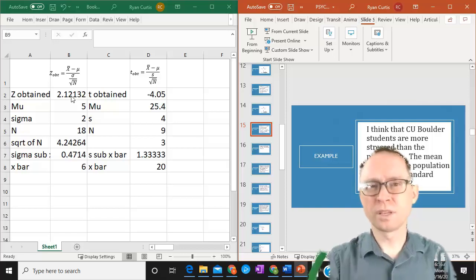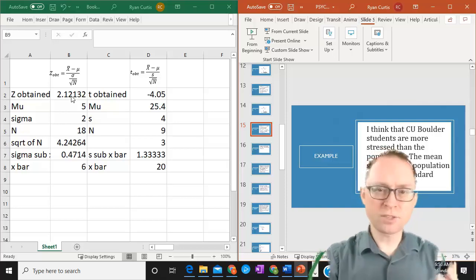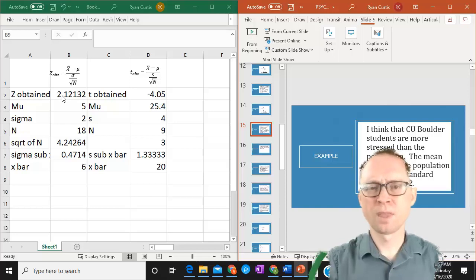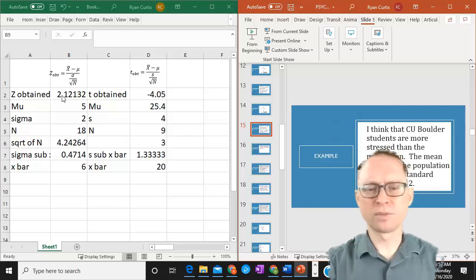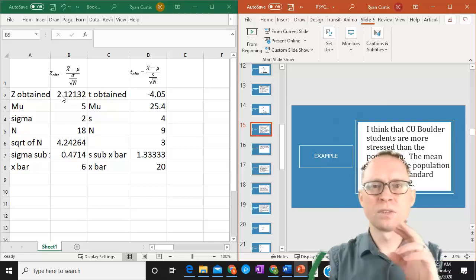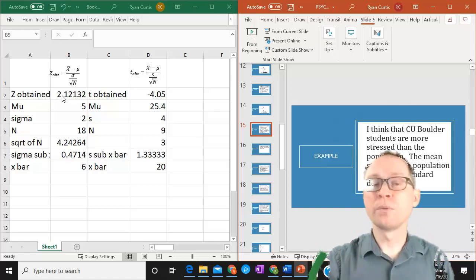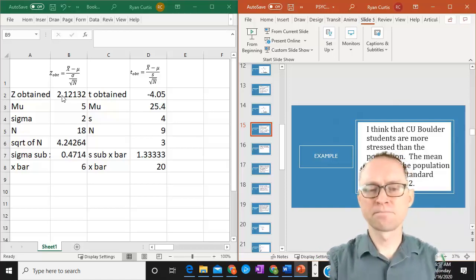Now, the question is, do we reject or fail to reject the null hypothesis? So we got this is 2.12. Do we reject or fail to reject the null? Let's assume that this is a two-tailed test. Should we reject or fail to reject the null hypothesis?